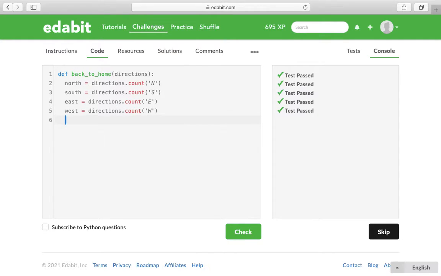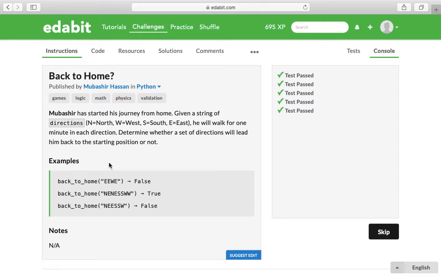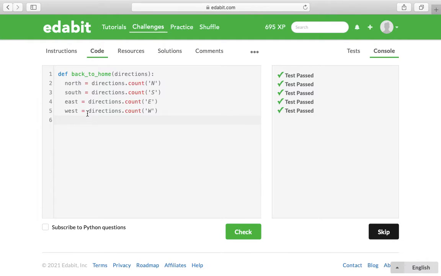So now I can get to the logic. So remember, we want one of each, because like here we had 3 east and 1 west, and that did not take anybody home, because if you go east, east, and then west, and then east again, you're still like 2 positions from where you started. So you want one of each to cancel each other out.